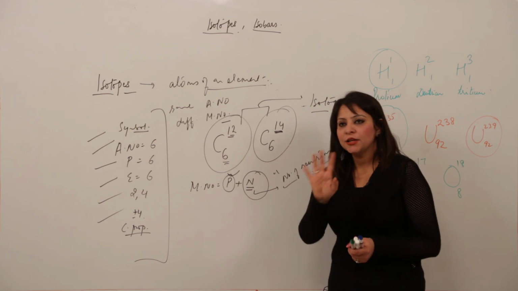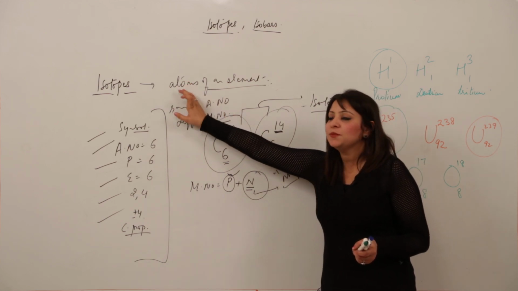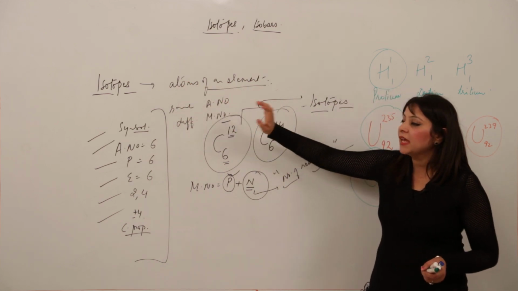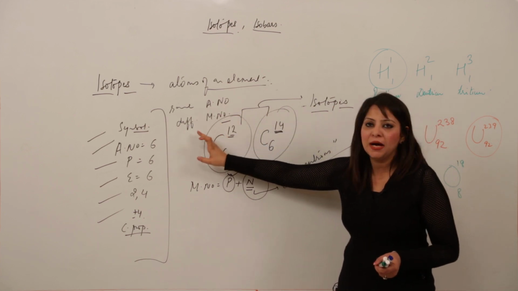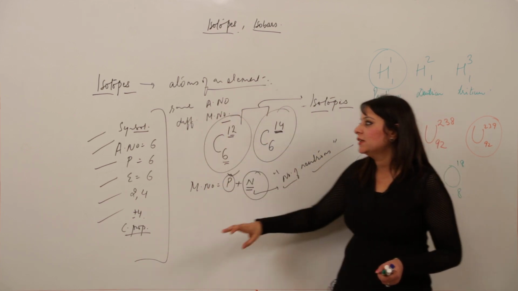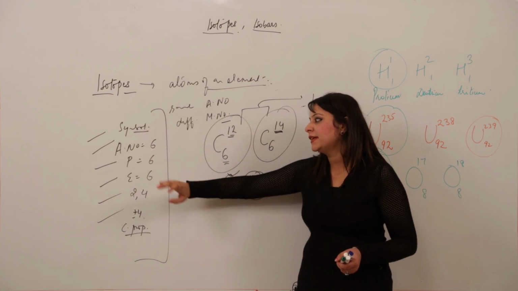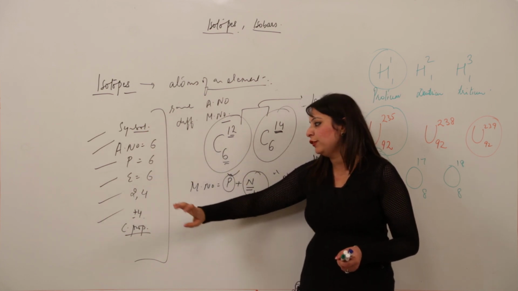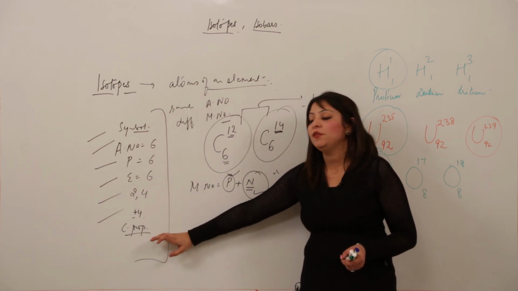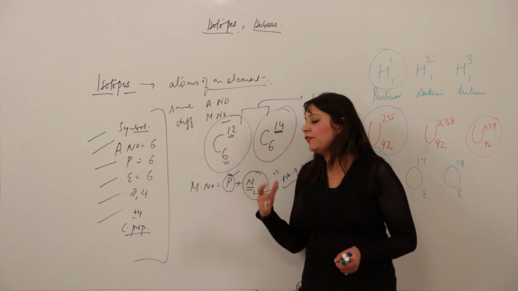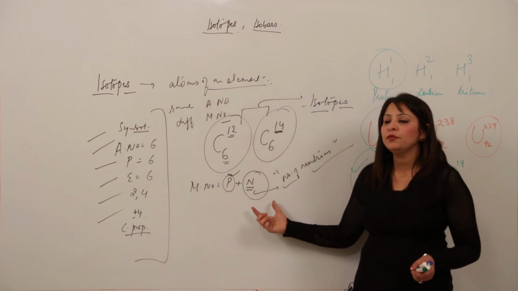So, got it? Isotopes are atoms of the same element which have the same atomic number but different mass number. The similarities are the same atomic number, same symbol, same protons, same electrons, same configuration, same valency and even same chemical properties. The difference lies only in the number of neutrons.